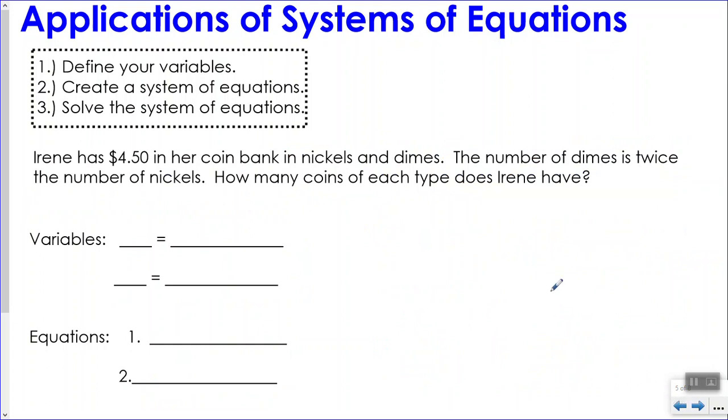Alright, go ahead and see if you can solve this problem. Remember to keep in mind your place value for the different amounts of money. A nickel is 5 cents, and a dime is 10 cents. So go ahead and see if you can set this one up, solve it, and get your answer.